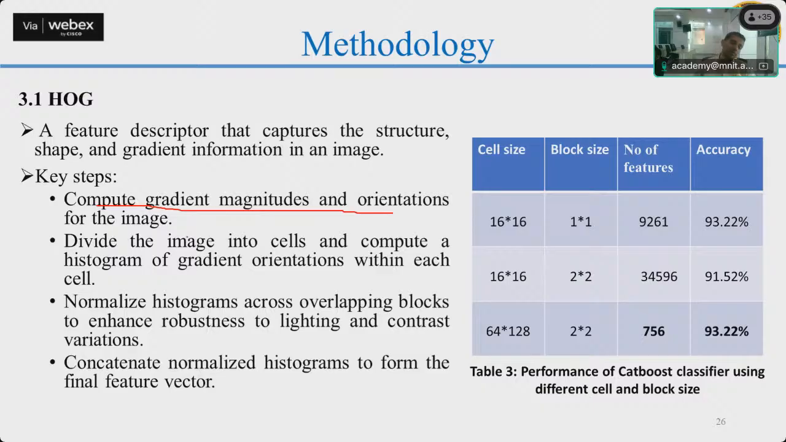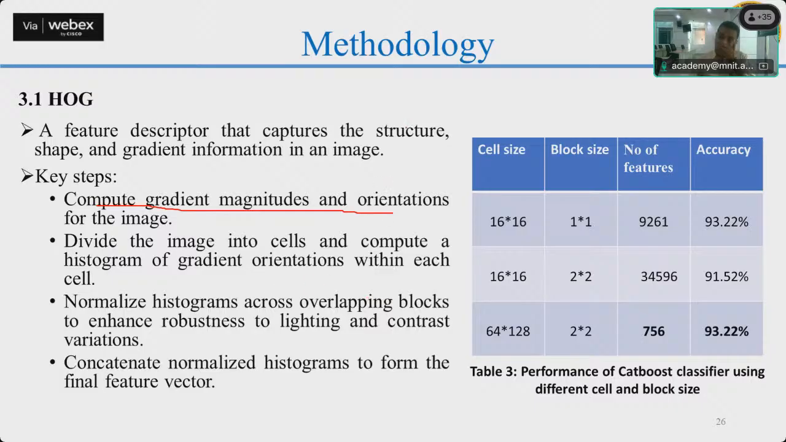So how do we do it? We divide the image into cells and compute a histogram of gradient orientations, that is, how many orientations are there. We count it instead of the color pixel. In this part, you need to normalize the histograms across overlapping blocks to enhance the robustness to lighting and contrast variation. Then you concatenate the normalized histograms to form the final feature vector.